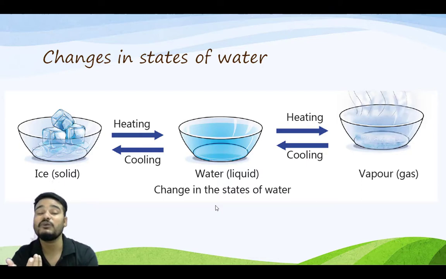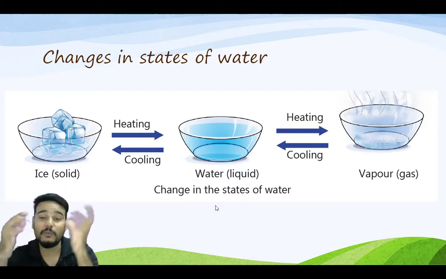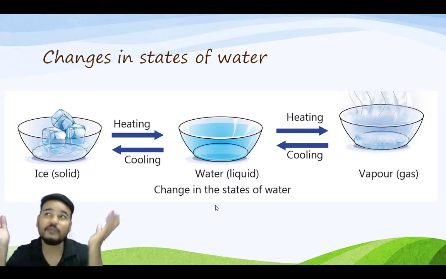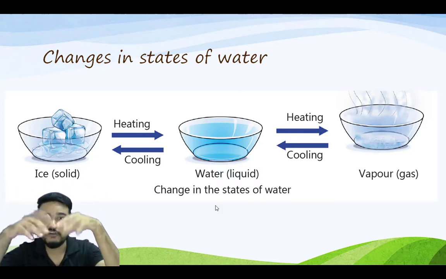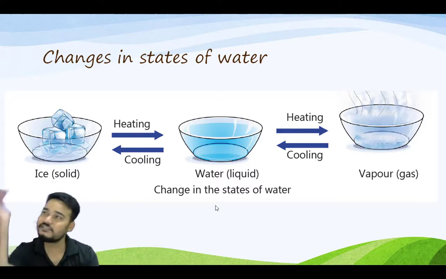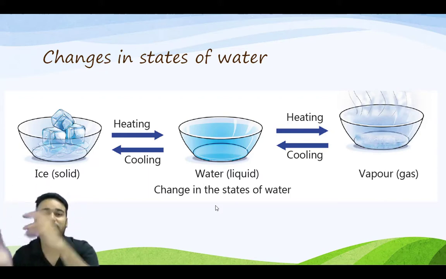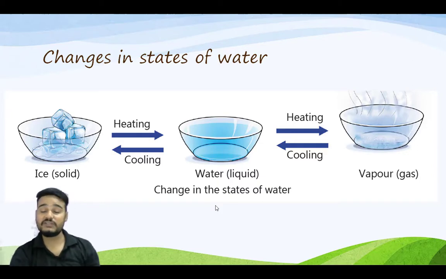But now we will do the reverse thing. When we collect those water vapors and cool them down, like when clouds cool down and it becomes rain. So rain is a form of water which is transparent, which has come from vapor. So vapors cool down and become liquid water, and when that liquid water is cooled again, it will become ice.